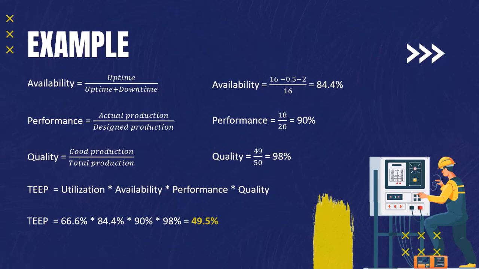And here it is obvious that the part which is mostly affected is the utilization. So if we enhance it, we can end up with a better TEEP, because quality is 98%, which is not far from the best practice level, and performance is 90%, and availability is 84.4%, which both of them are not so far also from the desired levels. But utilization, which is 66.6, is the aspect which greatly falls behind the best practice desired level.